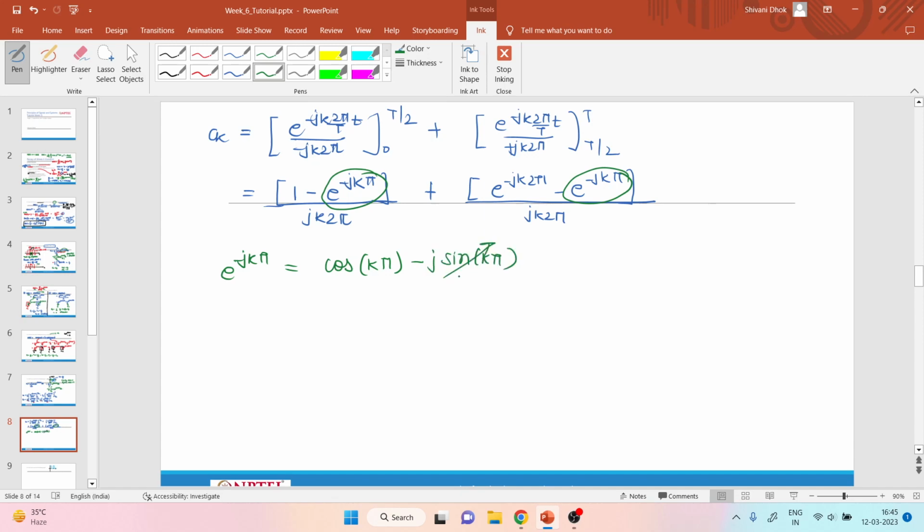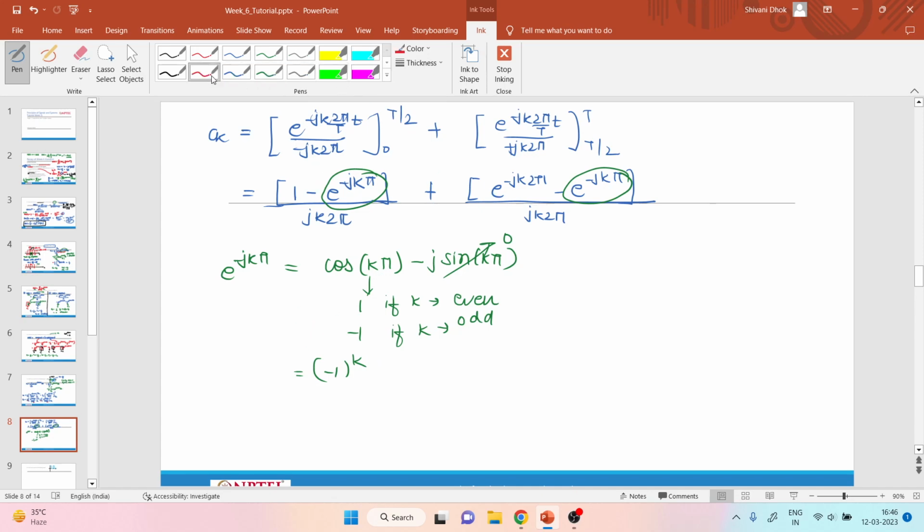Now this goes to 0, because if I take sine of an integer multiple of pi, it goes to 0. And cos k pi takes the value 1 if k is even, and takes the value minus 1 if k is odd. So I can write it as minus 1 to the power k. If k is odd, like 1, 3, 5, then this will be minus 1, and if it is even, then it is minus 1 to the power 2, so it is 1. Therefore I can replace these two terms by minus 1 to the power k.